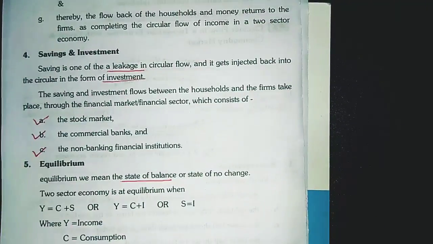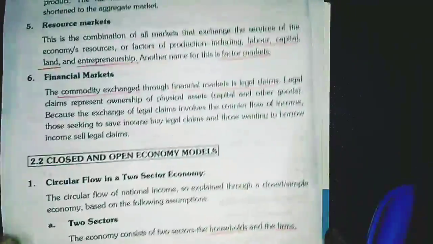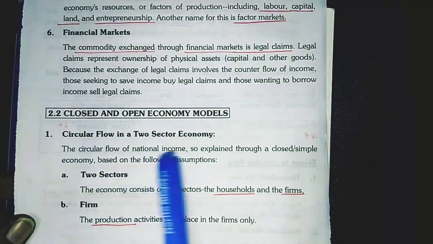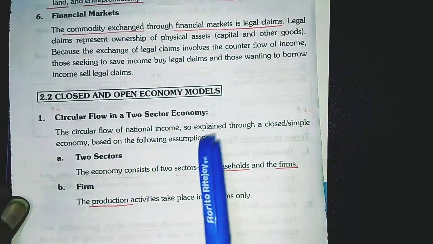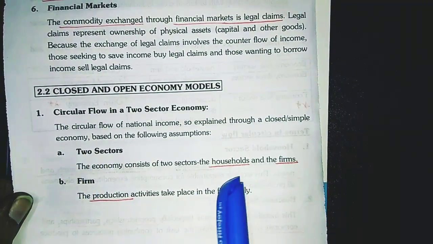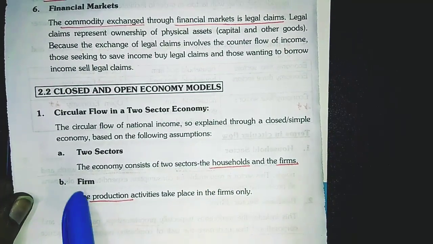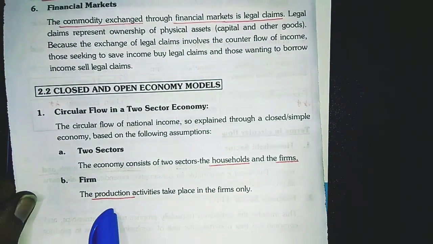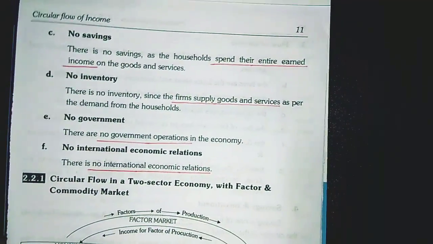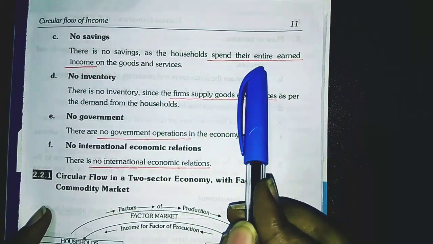So again I am going to repeat the circular flow in the two sector economy. What we have discussed is that the circular flow in the two sector economy is based on certain assumptions. The first assumption is that there are always two sectors, that is household and firm. The second assumption is that production activities will take place only in the firm. Now the third assumption is that there is no saving, means there is no leakage.